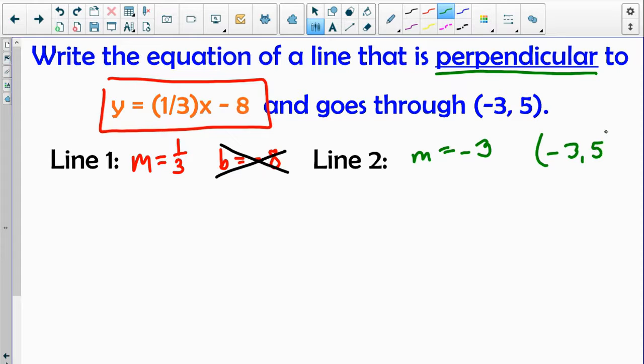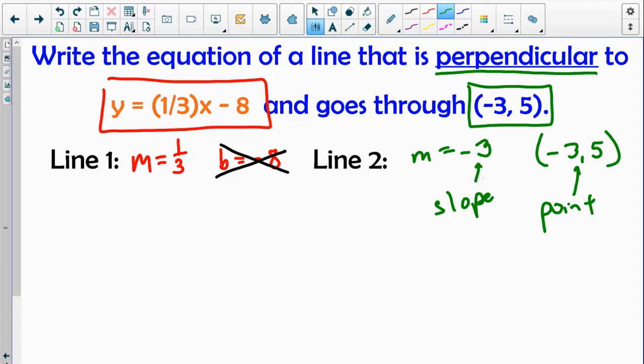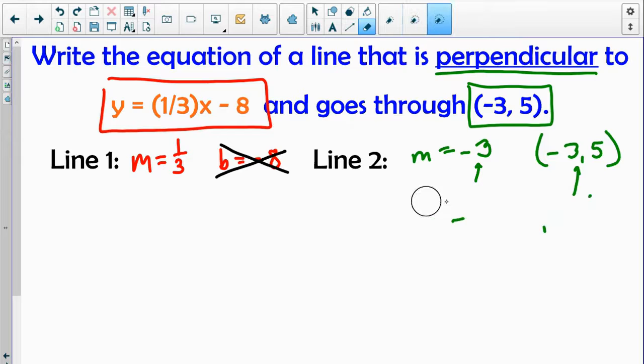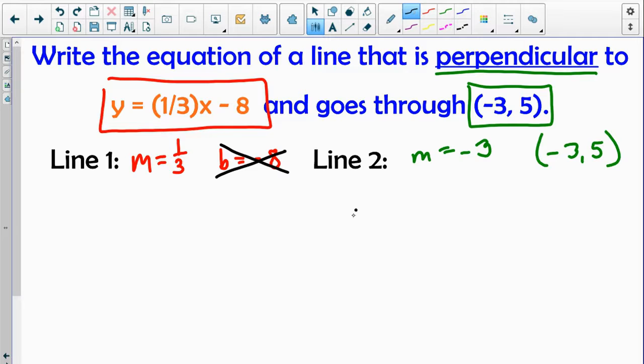We also know that this line has to go through the ordered pair given here, negative 3 comma 5. And since we're given a point and the slope of the line, we might as well write the equation in point-slope form. So that's the long one that has the parentheses in it. We've been writing a lot of equations in this form lately.